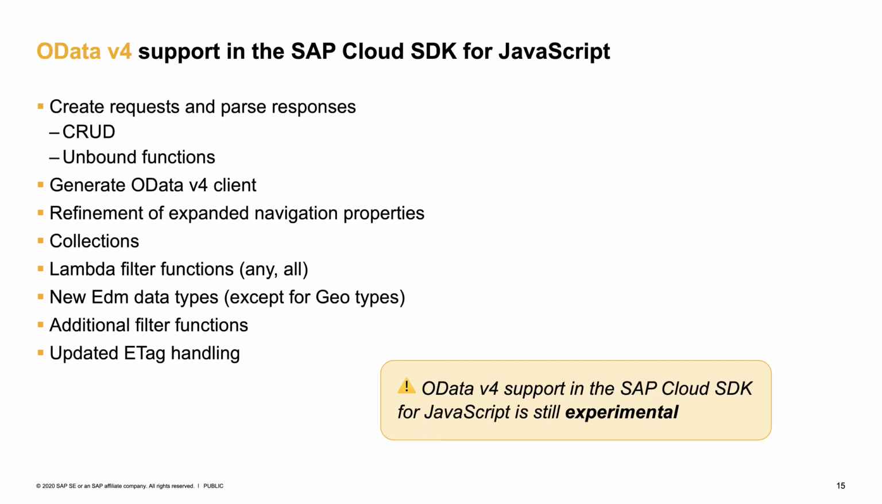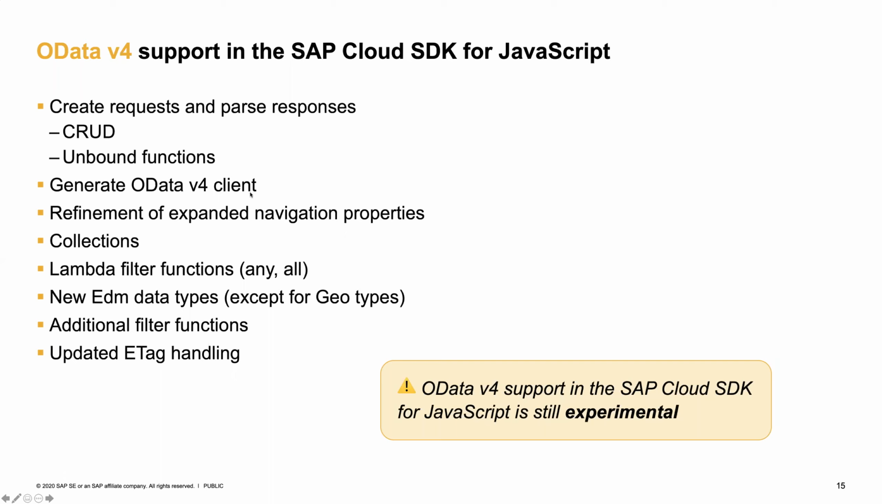So all the CRUD operations are supported, and also unbound functions. In OData v4, in addition to the unbound functions, there are bound functions and also unbound and bound actions. In OData v2, this was all under functions, so actions and functions were both functions. In OData v4, this is split. There we did not invest any time yet, so we basically only support the old stuff here.